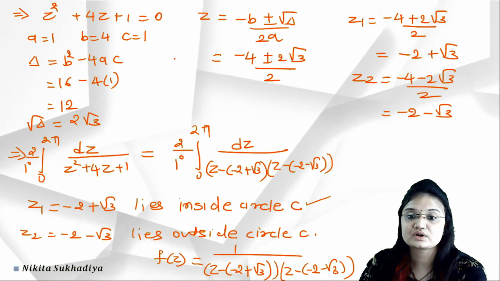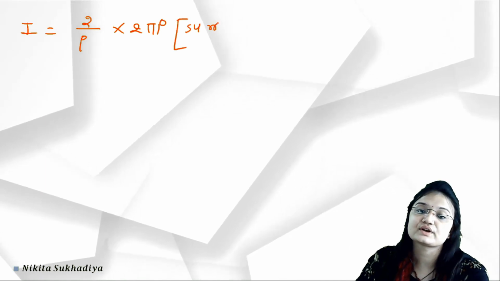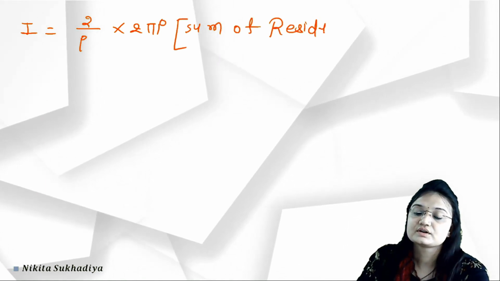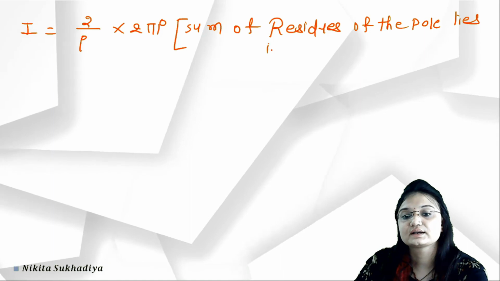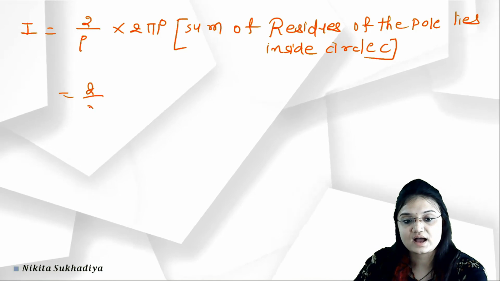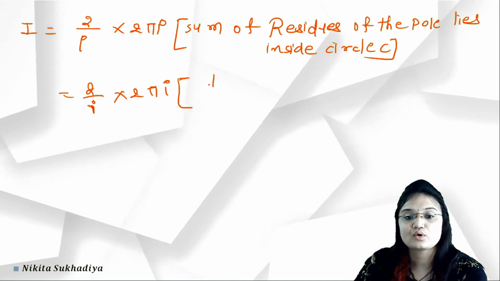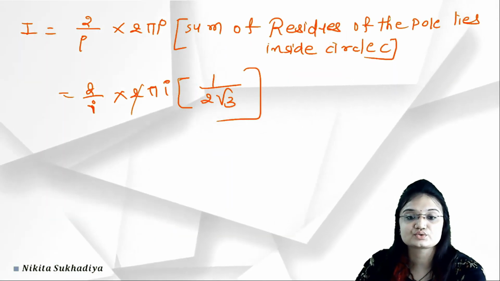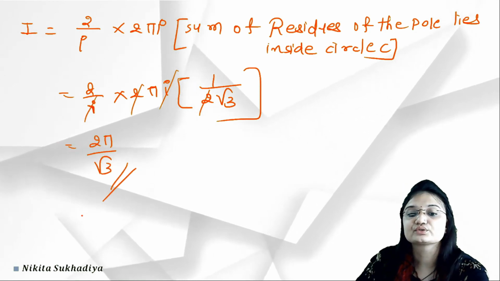Okay, so now our final integration of I. Here we have to consider this also, that is 2 by i. So this is 2 by i into 2 pi i into the sum of residues of the poles that lie inside circle C. Okay, so this is 2 by i into 2 pi i and this one is 1 upon 2 root 3. So this 2 cancels out, i cancels out. So we will get the final answer, that is 2 pi by root 3, our final answer.